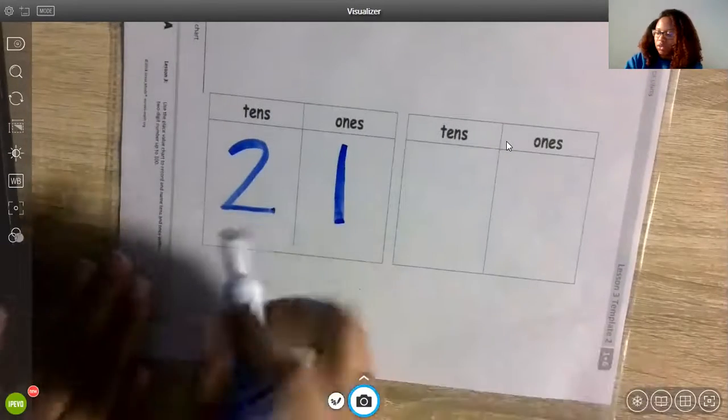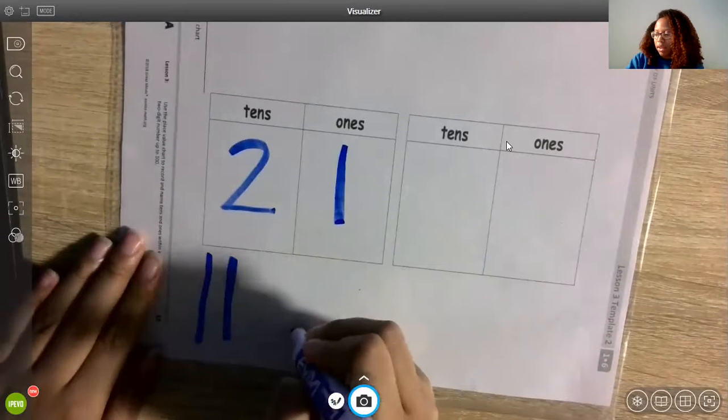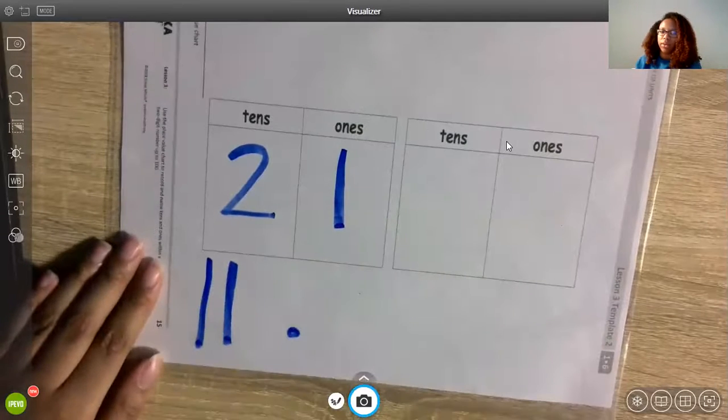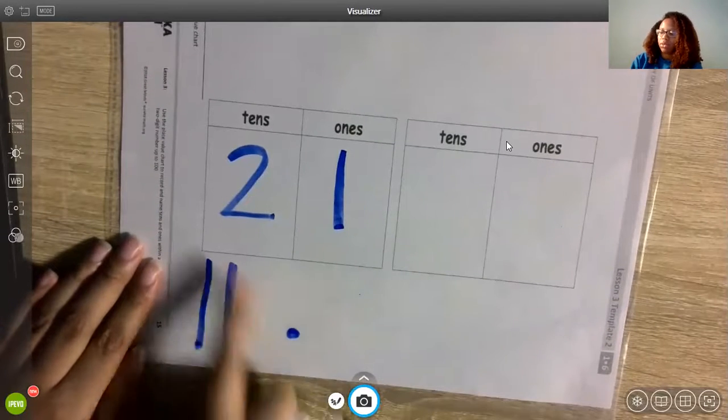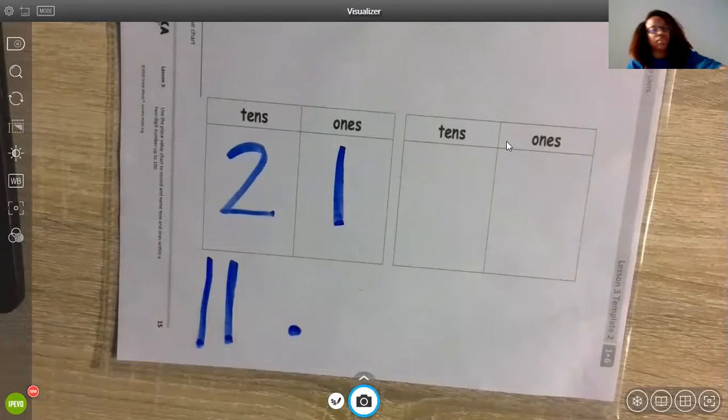If you wanted to, you could have drawn a quick 10. So I have 2 10s. And then I have 1, 1. So then you can go 20, count on 21. And that's your answer. Now I want you to do the next one.